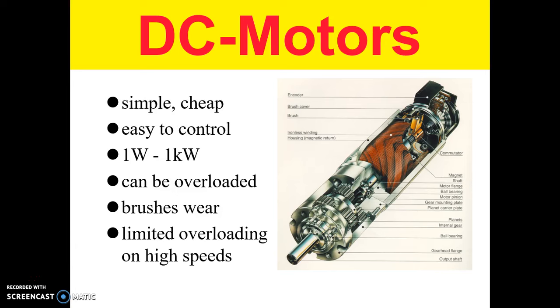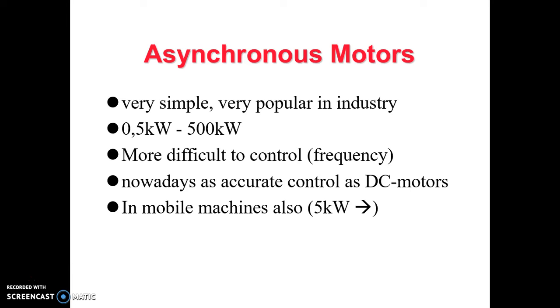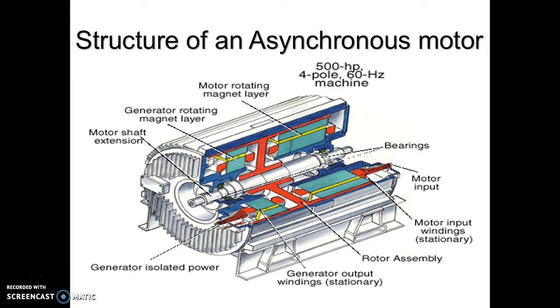DC motors are simple, cheap, easy to control, from 1 watt to 1 kilowatt, can be overloaded, brushes wear, and have limited overloading at high speeds. Asynchronous motor is very simple and very popular in industry, 0.5 kilowatt to 500 kilowatt, more difficult to control. The frequency control of the asynchronous motor is nowadays as accurate as DC motors. Asynchronous motors are also used in mobile machines, up to 5 kilowatt.